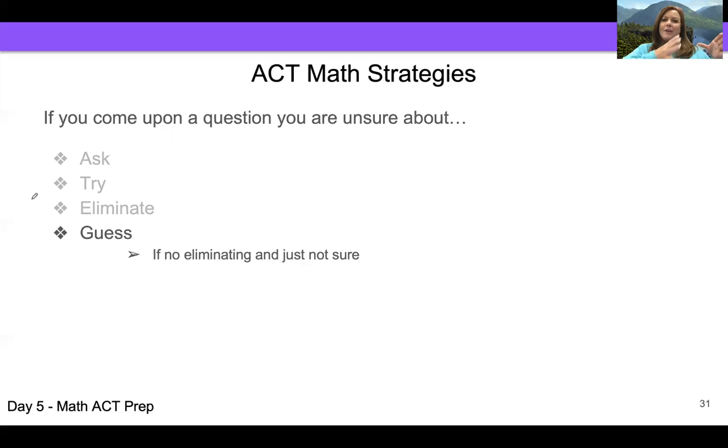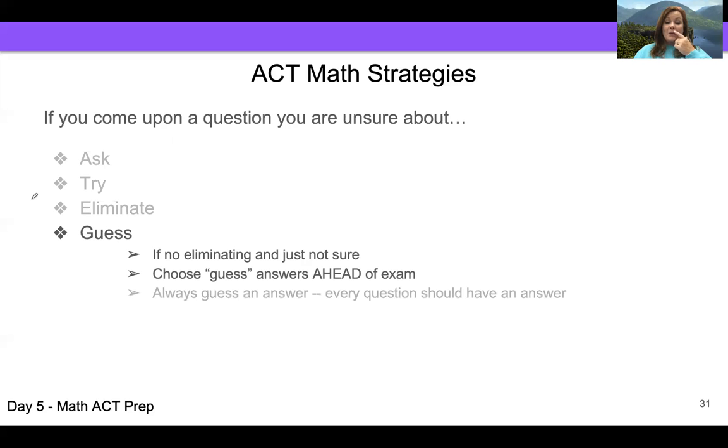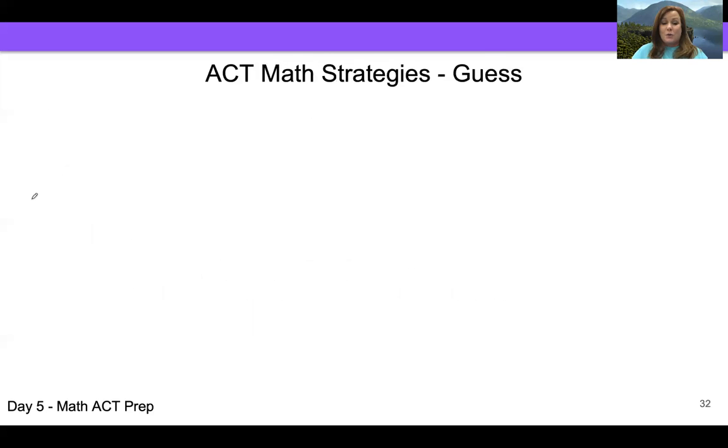Now, again, if you eliminate down to 2 answers, you're going to guess between those 2 answers. This is when we're talking about guessing from all 5. Okay? You need to have a guess answer ahead of time. For example, you need to either be always bubbling the first bubble or the second or the third or the fourth. And again, this is only when you have no clue and you cannot eliminate. Okay? Every answer should be bubbled in. You don't want to leave anything blank, because if you do, it's for sure a missed question.